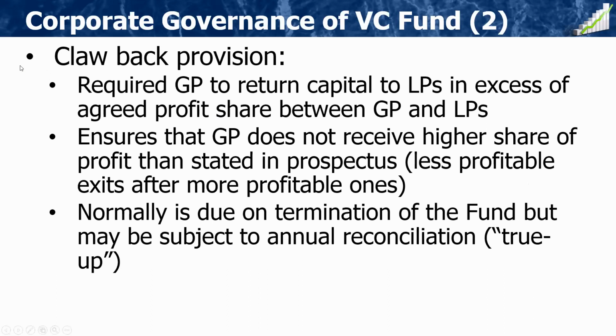The clawback provision, as you remember, is the situation when the carried interest should be returned. It requires the general partner to return this capital to limited partners because the general partner has received capital in excess of the agreed profit share. So the effective share of his profit is not 20, but let's say 40%. He has to return half of that, and the clawback provision ensures that the general partner doesn't receive a higher share of profit.